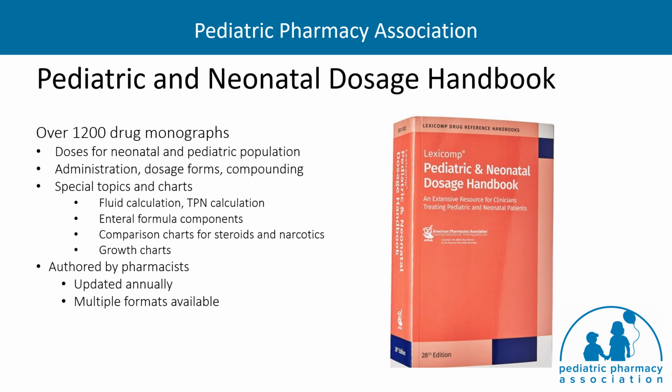The Pediatric and Neonatal Dosage Handbook is the go-to for quick drug information concerning the pediatric population. It highlights items of particular interest for the pediatric pharmacist, such as administration, dosage forms, and extemporaneous preparation. There's a back section of special topics and charts which contain vital information ranging from how to calculate fluid replacement to steroid and narcotic comparison charts. It is a living reference that is updated continually when using the online version and annually for the print version. It is authored by pharmacists.